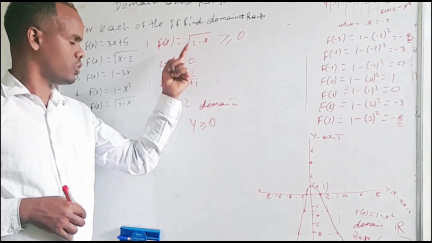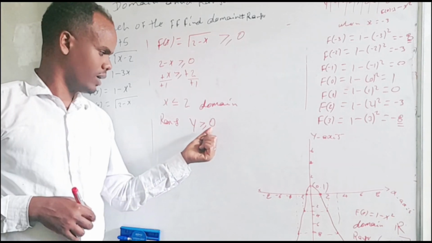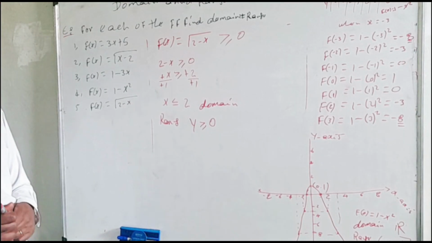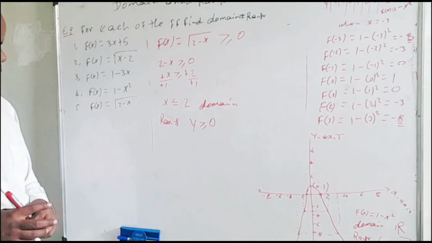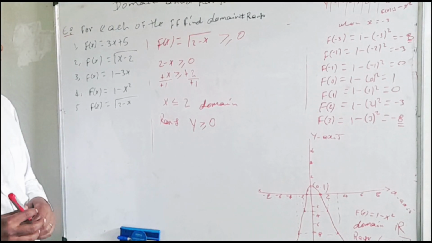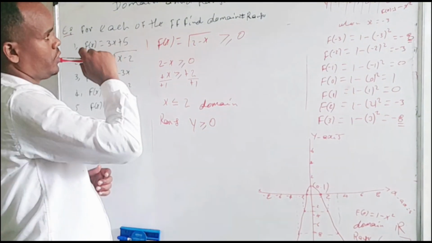So the value of y cannot be 0, because it is a decreasing function. Okay, this is all about the domain and range of this function.